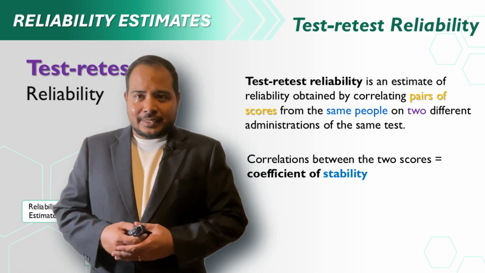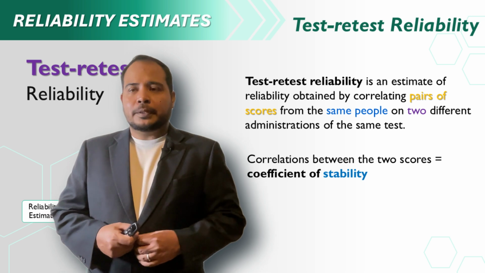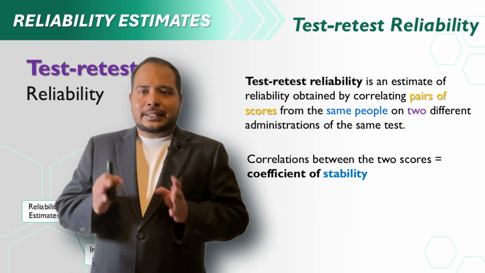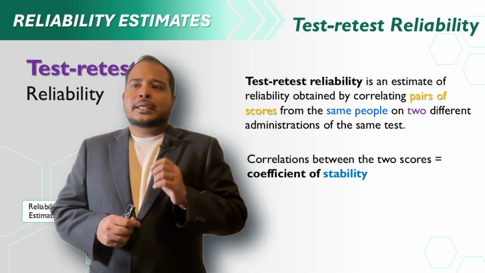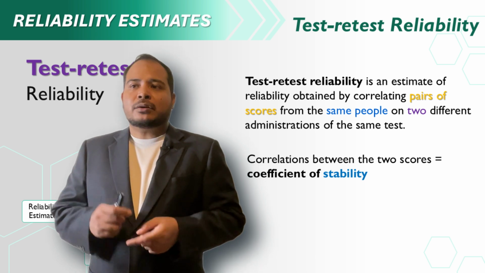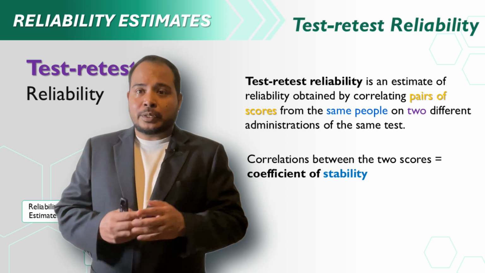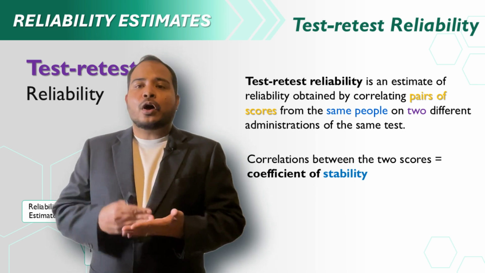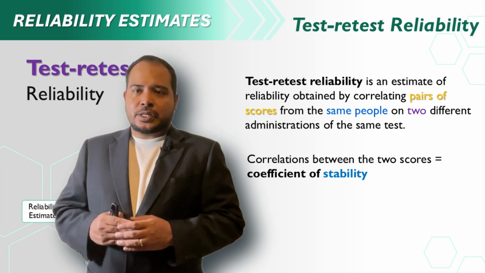Okay, next is test-retest reliability. Just now we discussed internal consistency reliability. For test-retest reliability, as the name stands, it is an estimate of reliability obtained by correlating pairs of scores, meaning that there is no one score. There must be at least two scores from the same people on two different administrations of the same test.